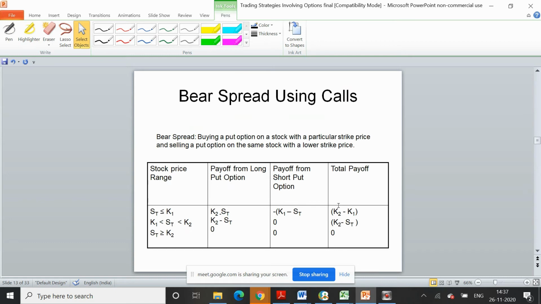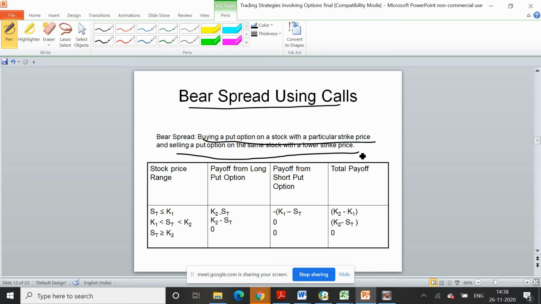Now, for creating a bear spread, the strategy says that you buy a put option with a particular strike price and sell a put option on the same stock with a lower strike price. Again, you can create this table for studying the trade-off, the price ranges, and which strategy will work in which way. Just remember that in a bearish phase, you buy a put option with a higher strike price and sell a put option with a lower strike price.